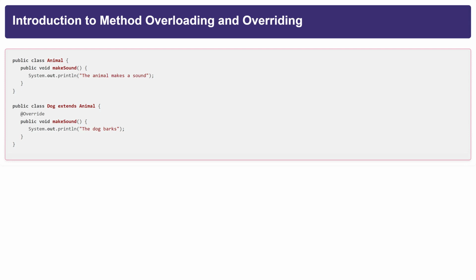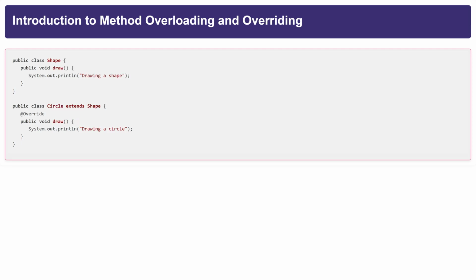In this example, the animal class has a makeSound method that prints a generic sound. The dog class extends the animal class and overrides the makeSound method to specify that a dog barks. This demonstrates method overriding, where a subclass provides a specific implementation of a method defined in its parent class.